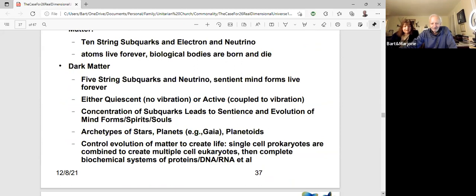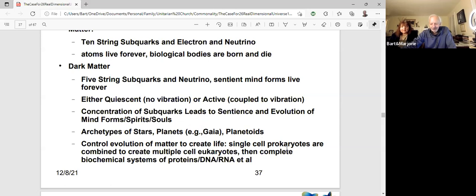And then we just end up with this type of thing where we have the matter with the 10-string subquarks, the electron and the neutrino, and we have these biological bodies that are born and live and die. And then we have the dark matter, which lives forever, and it's either quiescent or active. And what happens here is it appears that the dark matter lands, because there's so much of it, much more than of matter, onto stars and onto planets and so forth, and it gets energized and active.